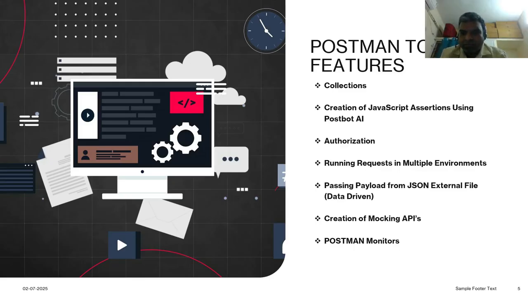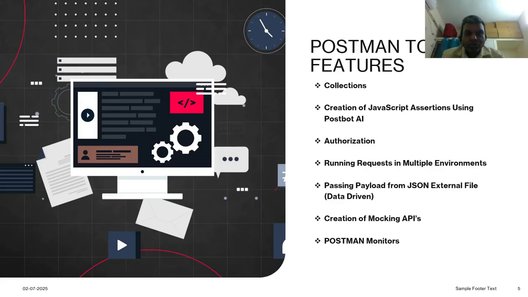So we need to store these environments, so that whatever changes are needed are done on the environment side itself, instead of changing 100 or 200 requests. Then passing the payload from an external JSON file for a POST request in a data-driven way, and creating mock APIs and using Postman monitors.